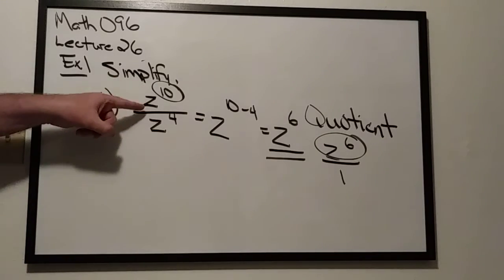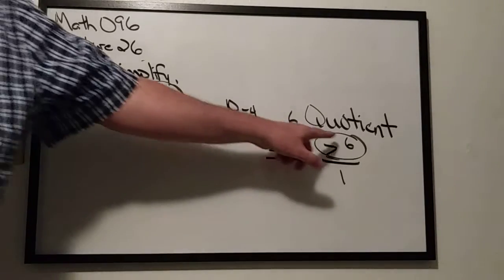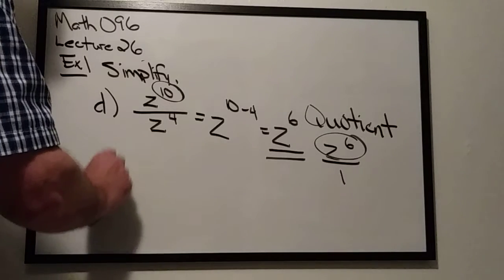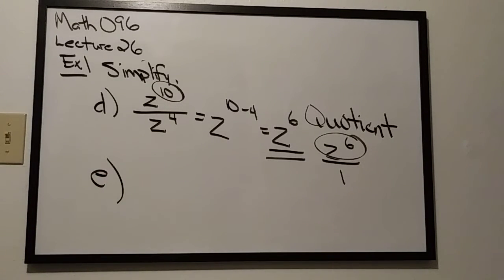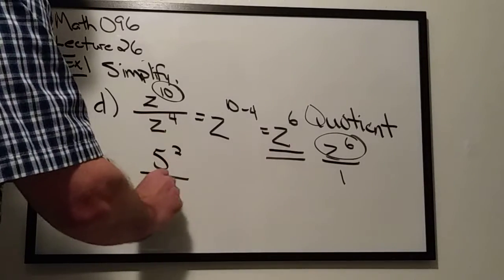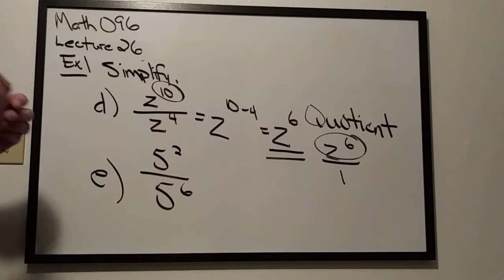If your higher power is in the numerator and you end up with something over here where your z is in the denominator, that means that something went wrong. And you want to revisit and figure out what went wrong. So let's keep that idea in mind as we look at part E. So for part E, we're going to have 5 to the 2nd power divided by 5 to the 6th power.